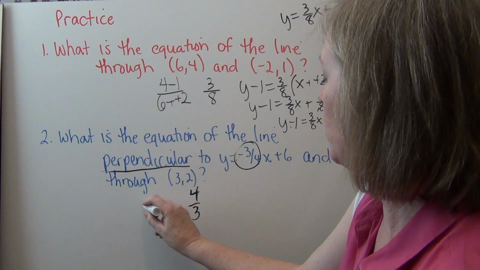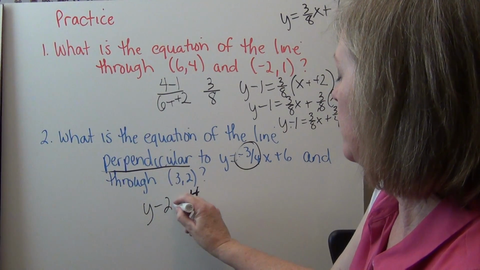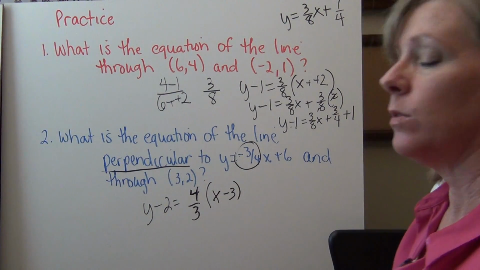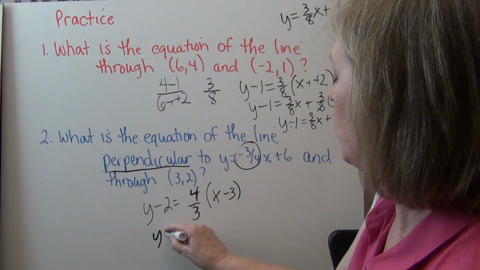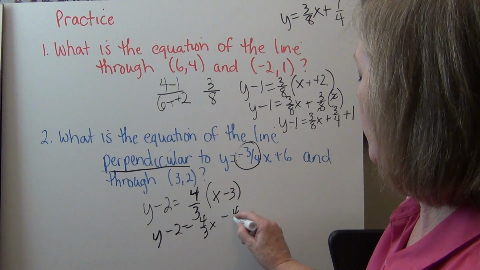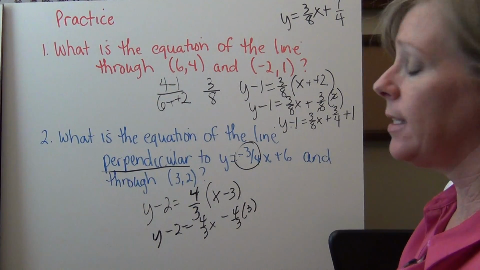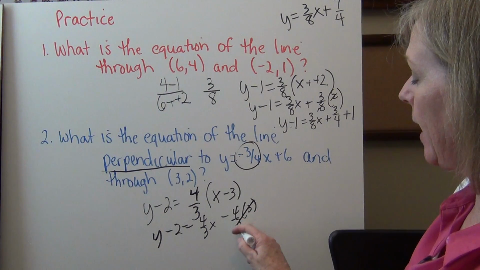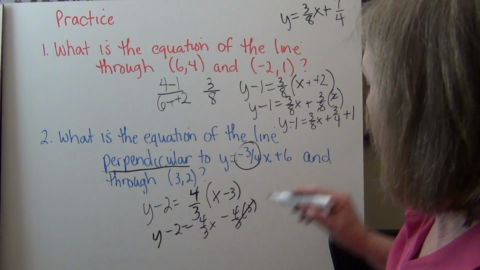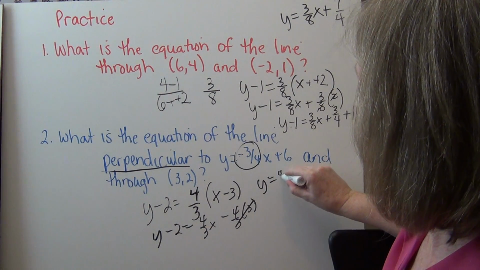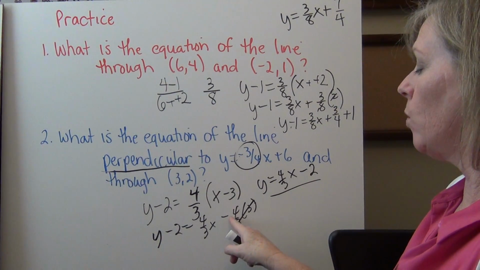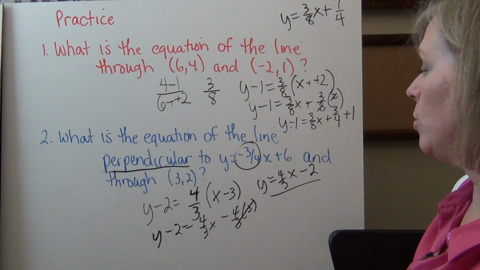And here's my point, so I'm going to write y minus y1 equals slope times x minus 3. Okay, same process. Let's distribute. Y minus 2 equals 4/3 x minus 4/3 times 3. In this case, we're lucky. That 3 is going to cancel out my denominator, so I get rid of my fraction. So now I add 2 to both sides. Y equals 4/3 x minus 2. It was 4 minus 4, and I added 2, and I got minus 2.